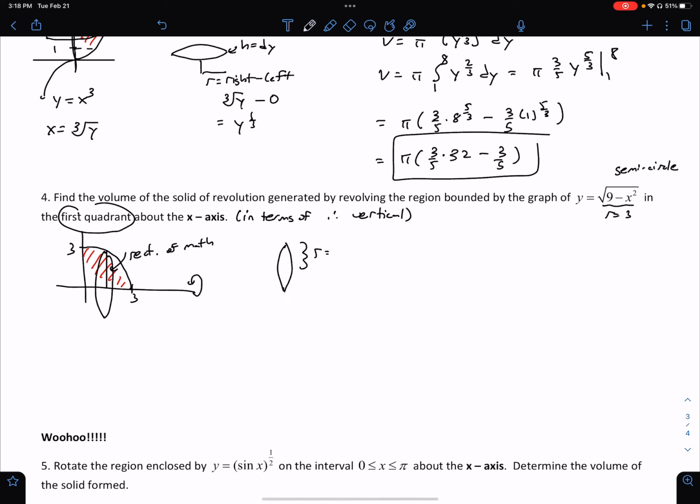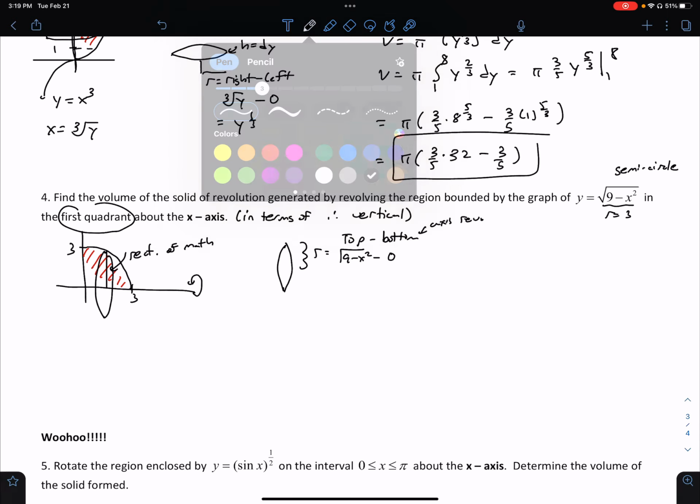To get the radius of our disk, that's easy to do. We just look at the top minus bottom because we are vertical. Same thing, always top minus bottom. My top function is just going to be my circle, that's the square root of 9 minus x squared, minus whatever's on the bottom, which in this case is 0. Remember, the really short way to do it is think about the bottom as the axis of revolution. Whatever the axis of revolution is, that's your bottom function.